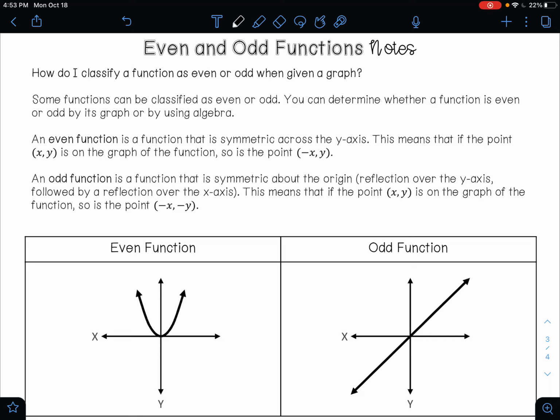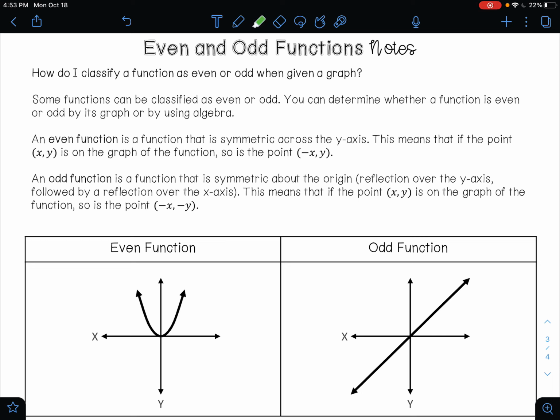In this video, we are going to talk about how to identify a function as even or odd. In previous lessons, we've talked about the leading term, and we looked to see if the leading term's exponent was even or odd. But now we're going to be talking about the entire function, and we're going to be figuring out if the entire function is even or odd.